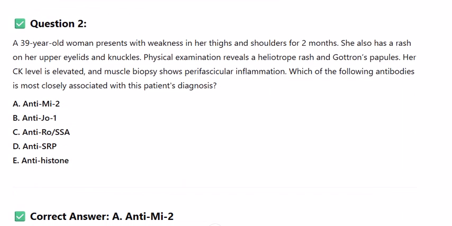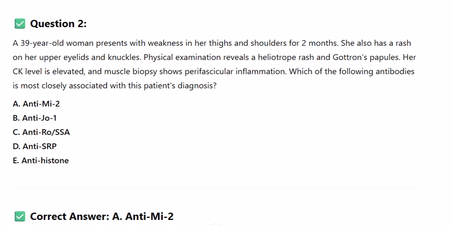Question 2. A 39-year-old woman presents with weakness in her thighs and shoulders for 2 months. She also has a rash on her upper eyelids and knuckles. Physical examination reveals a heliotrope rash and Gottron's papules. Her CK level is elevated, and muscle biopsy shows perifascicular inflammation.